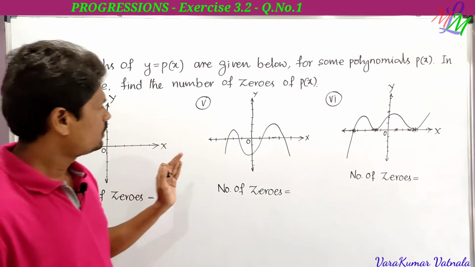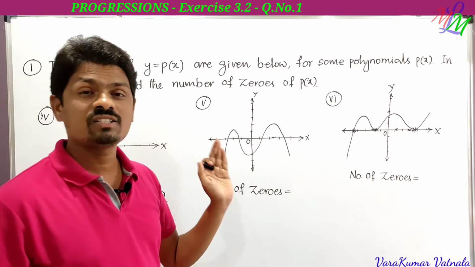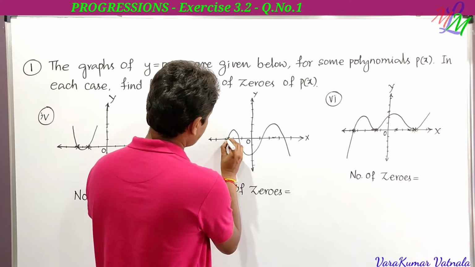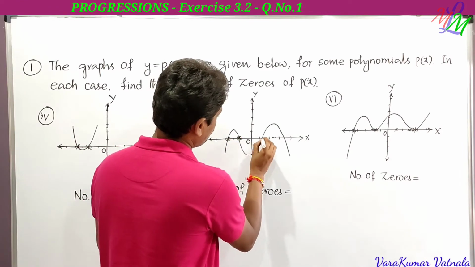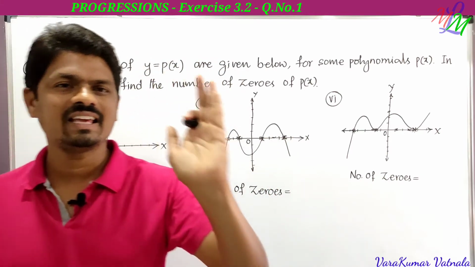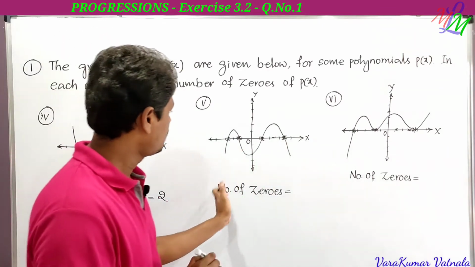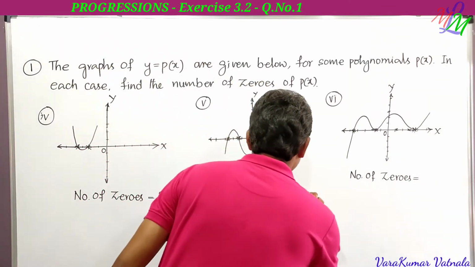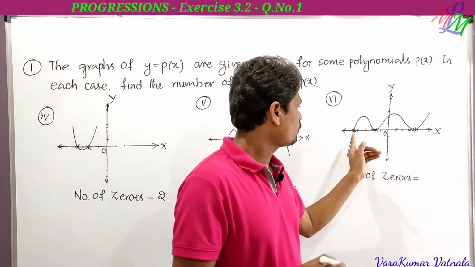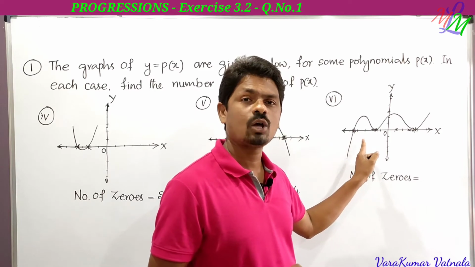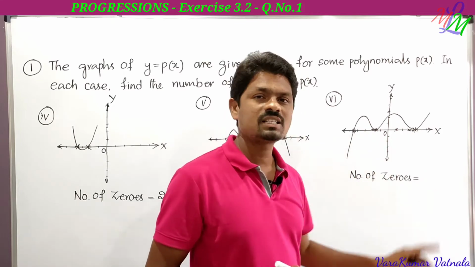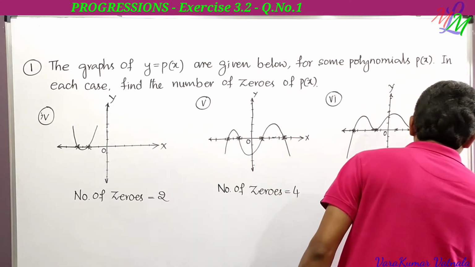So next, fifth graph. Again we have to count the points of intersection of the curve and the x-axis. Here the curve is intersecting the x-axis at 1, 2, 3 and 4. So the curve is intersecting the x-axis at 4 distinct points, 1, 2, 3, 4. Therefore the number of zeros is equal to 4. So this is the fifth graph. Next, the sixth one. Again we have to count the points of intersection of the curve and the x-axis. The curve is intersecting the x-axis at 1, 2, 3 distinct points. Therefore the number of zeros is equal to 3.